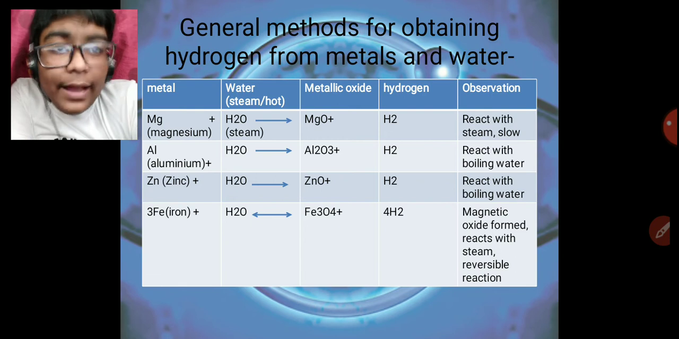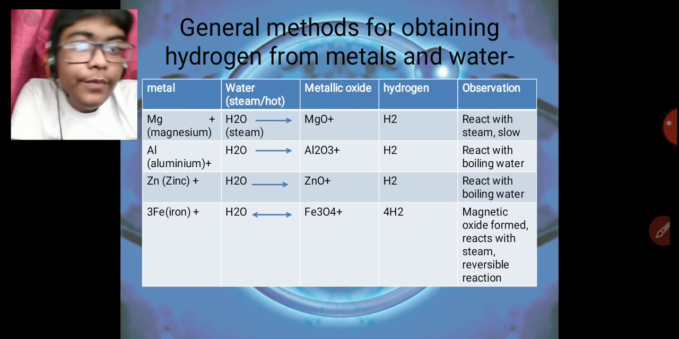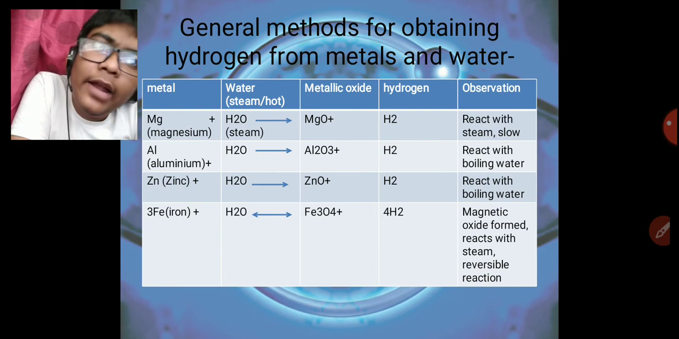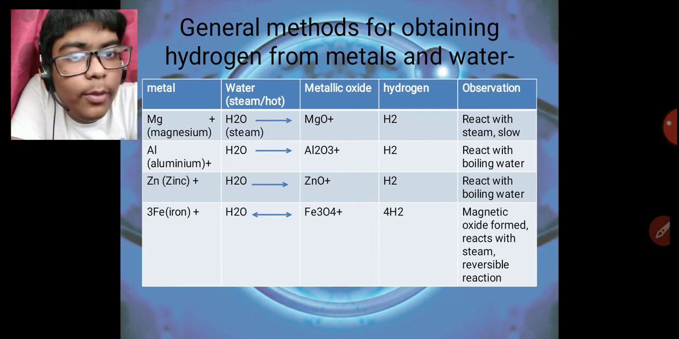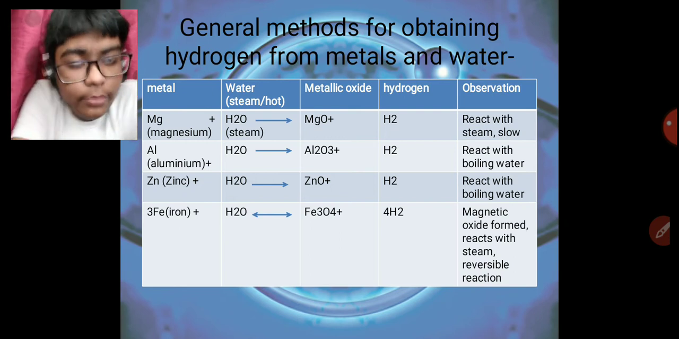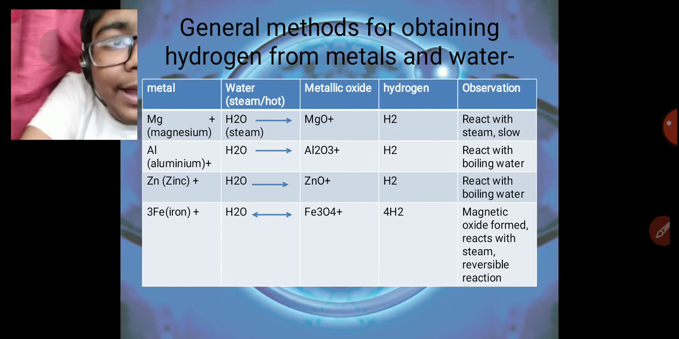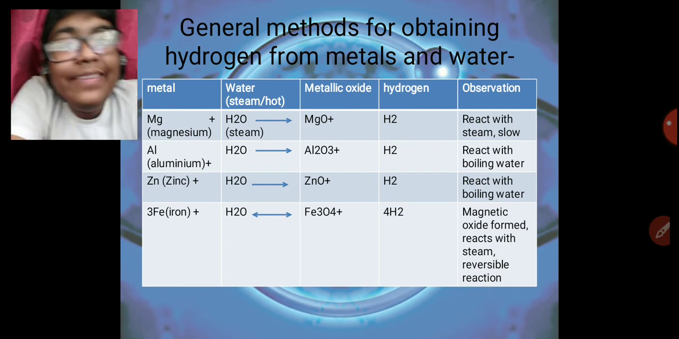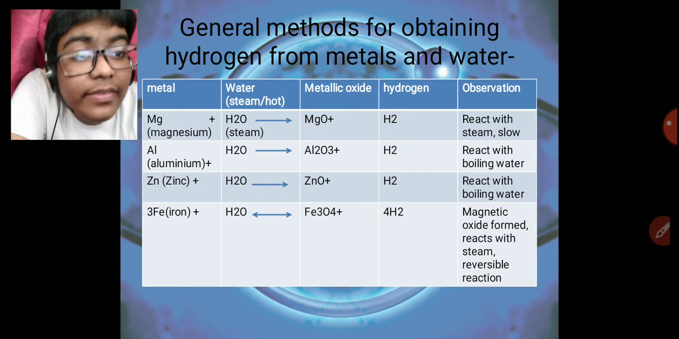Then aluminium and zinc again react with water to give you aluminium oxide and zinc oxide, and hydrogen. So they both react with boiling water. And iron, when it reacts with boiling water, gives you iron oxide and hydrogen. And this reaction is reversible.